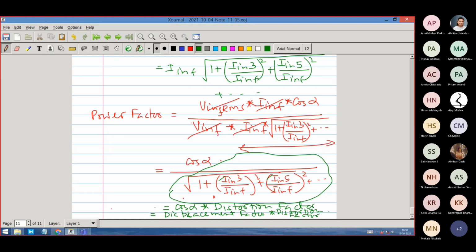Okay, so this is the way you qualify, you express the current in a quantifying manner. The distortion in the current, the nature of the current, you can express in this way, and therefore we have now two. So far, in our power system analysis, we have only learned about power factor.